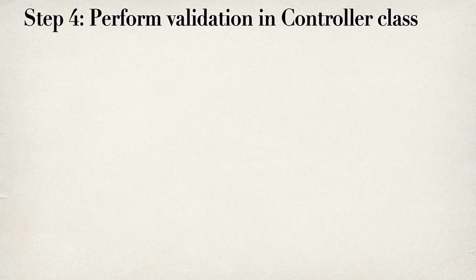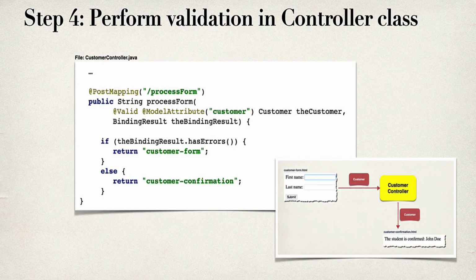Moving along to step number 4, this is where we actually perform the validation in the controller class. Here's our method here for this post mapping of process form. We have 2 new items here as far as parameters. The first one is called valid. So this is a new annotation. Basically, we're saying perform validation rules on this customer object.